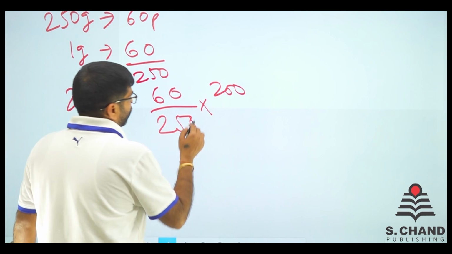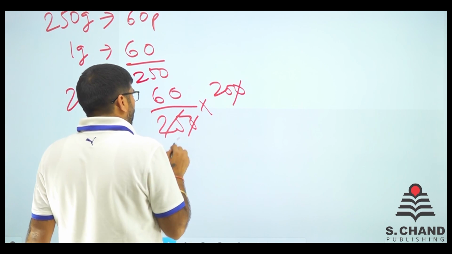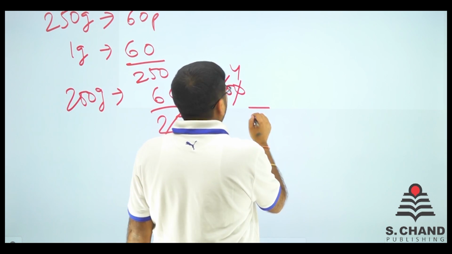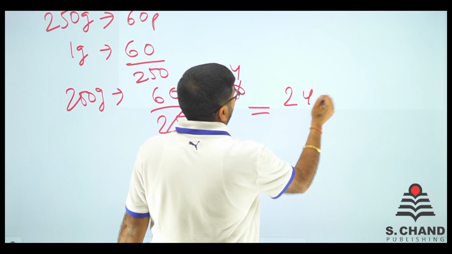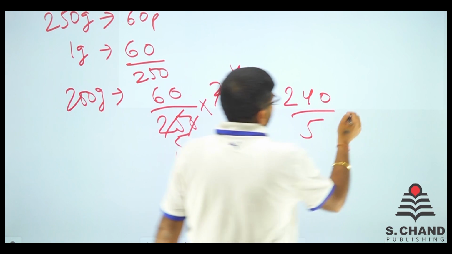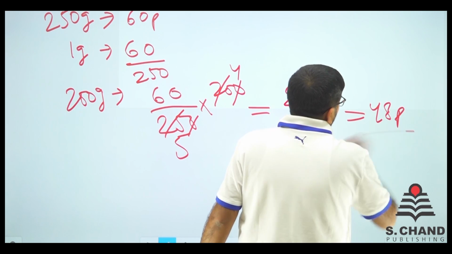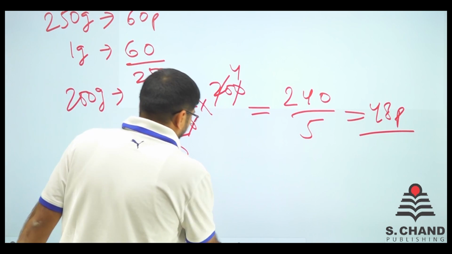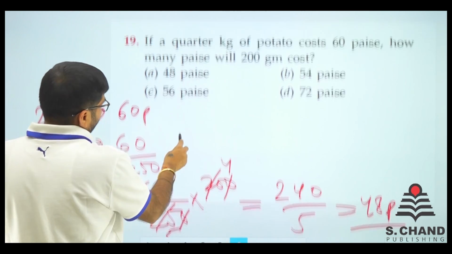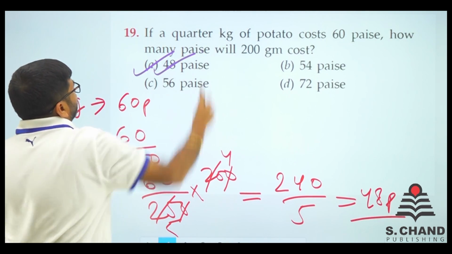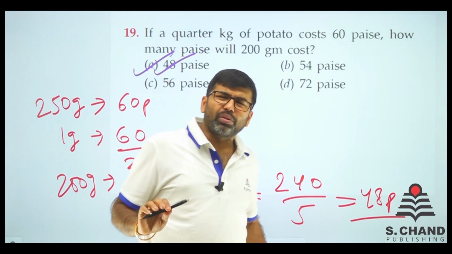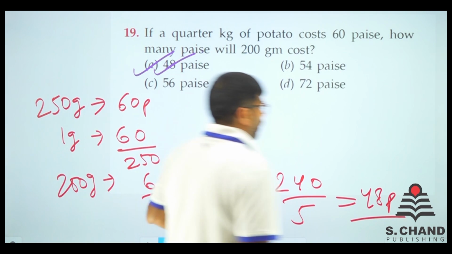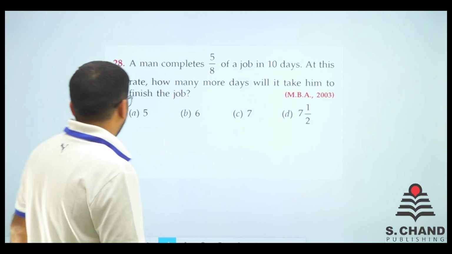Okay, so just cancel out 0 with 0. Now it is 5 and it is 4. So 4 into 60, that will be 240 by 5. That is 48 paisa. So 200 grams of potato will cost you 48 paisa. Is there any option like 48 paisa in the question? Yes, first option itself. So you need to do it in a very simple way. I just did it in a very simple way. Okay, let's move on to the other question.